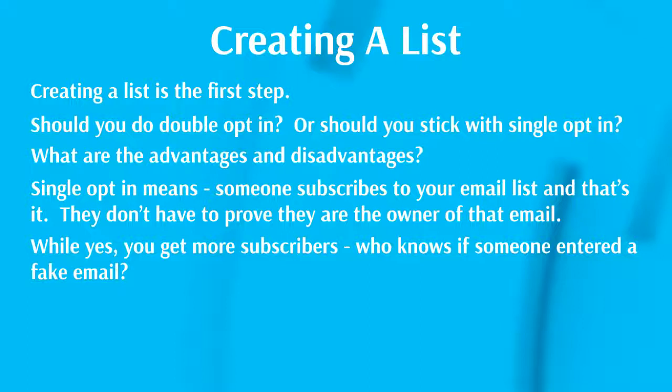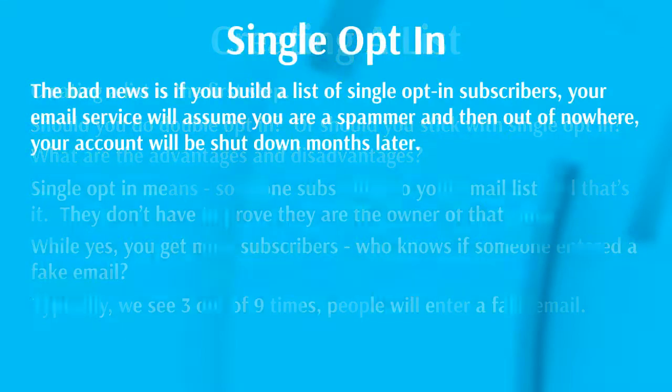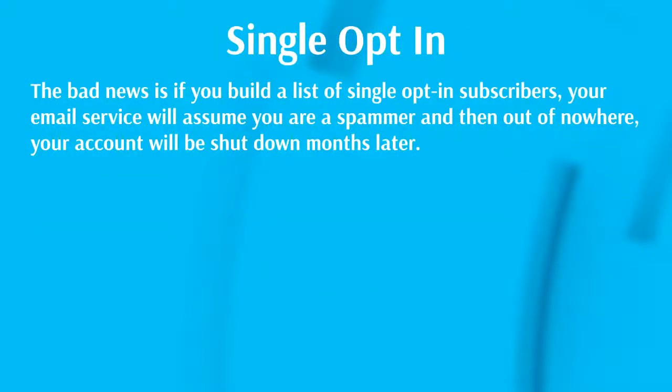Because at the end, whenever you send out emails, Gmail, AOL, and big companies like that, they'll see that you're sending emails to fake emails, and then, of course, they will think that you're a spammer. So what we found is 3 out of 9 times, or even more, sometimes even a half, most people will enter a fake email. So the bad news is if you build a list of single opt-in subscribers, your email service will assume that you're a spammer, and then out of nowhere, your account will get shut down months later. Or worse, you can continue emailing them, but all these different email service providers, or what we call ESPs, like Gmail, AOL, and more, they will start listing you and blacklisting you as a spammer.